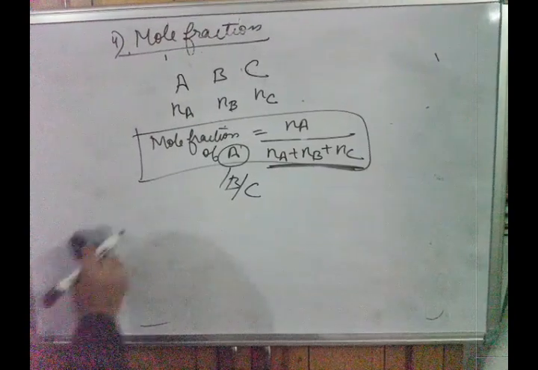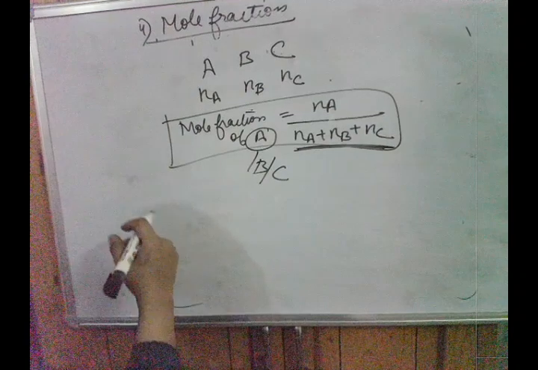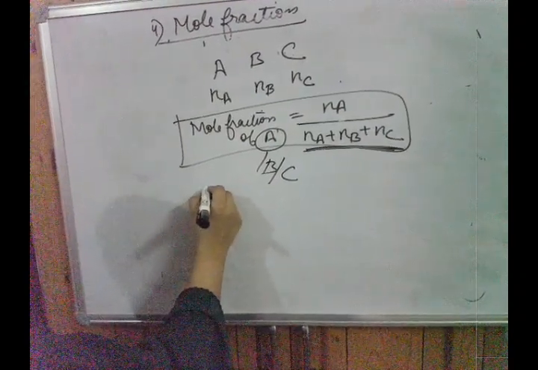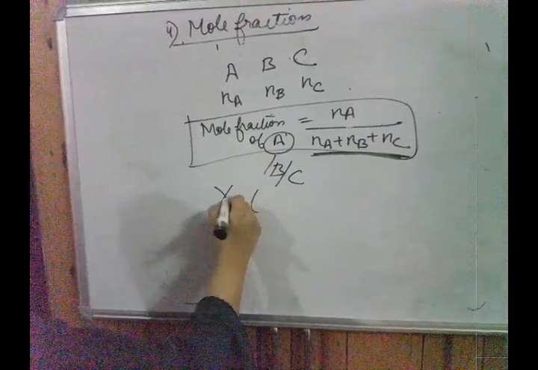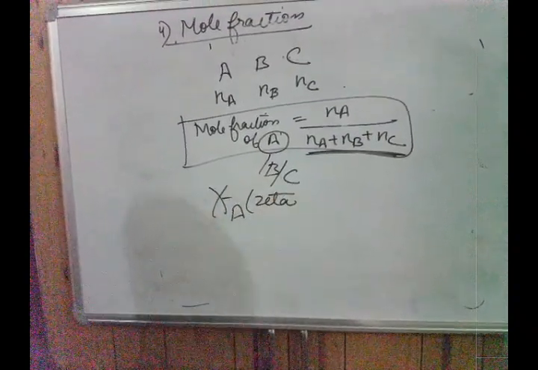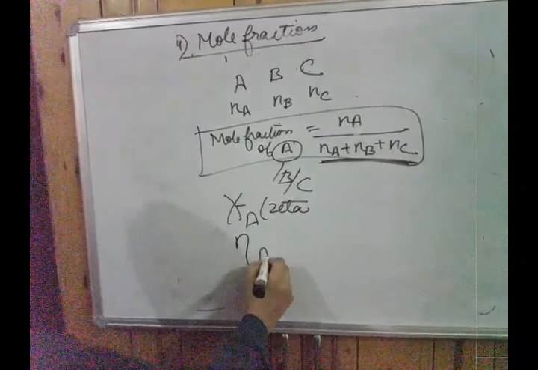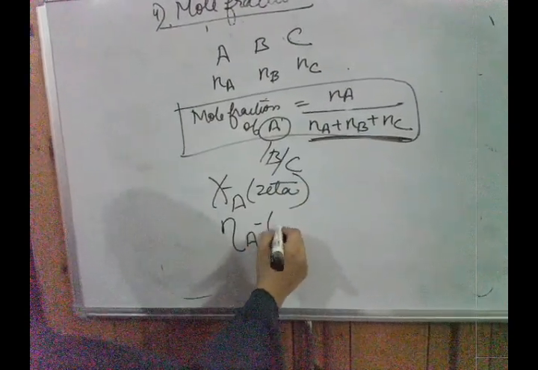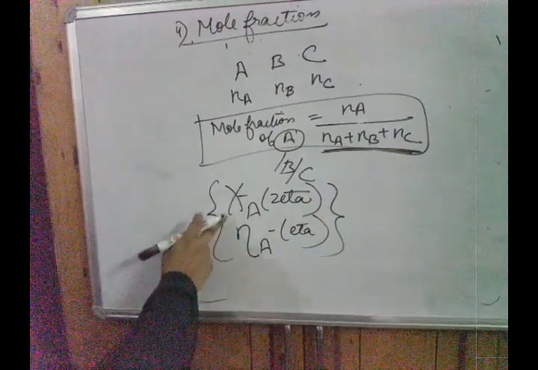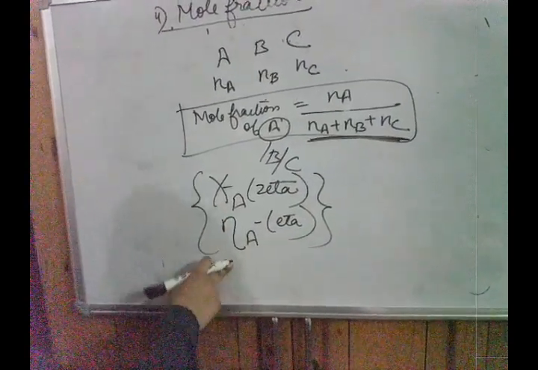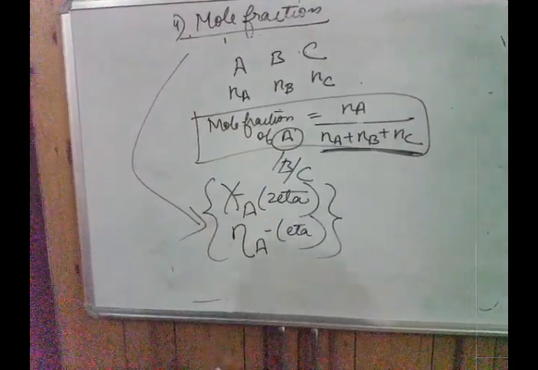Now you should know first of all mole fraction. Mole fraction, how is it denoted? It can be denoted by, for example, mole fraction of A. In many books it is given as X, and also it is written as Na. This is zeta and this is eta. Both ways it is correct. You can write it like this also and you can write it like this. The main thing is that these both denote mole fraction of A.